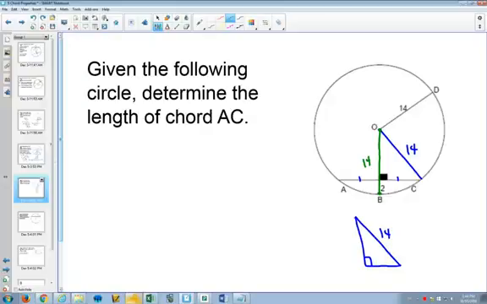Why is O to B 14? Because it's also a radius. Now, if this little section right here is 2, you subtract 2 from 14, and you'll get this section here is 12. You can now do a squared plus b squared equals c squared.